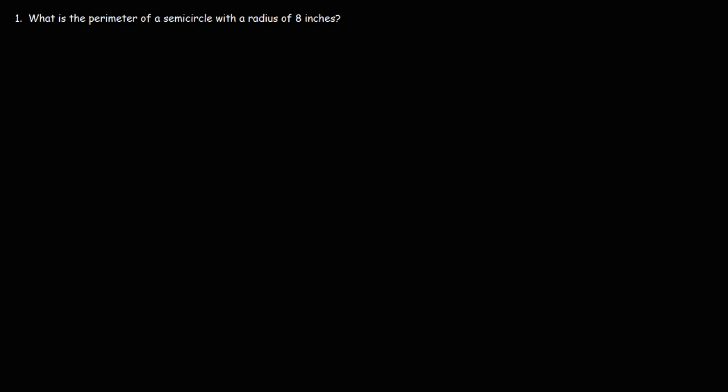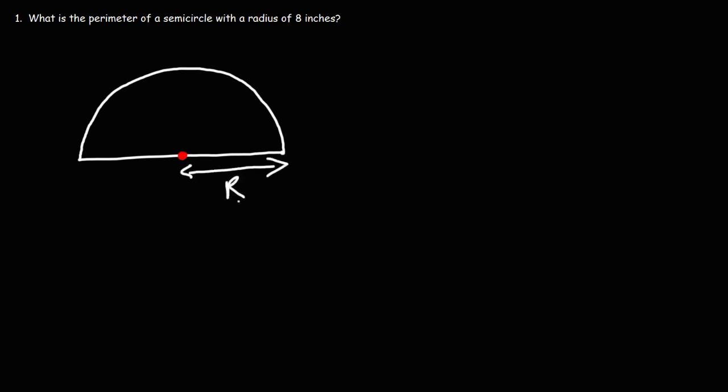In this video, we're going to talk about how to calculate the perimeter of a semicircle given the radius of that object. So let's begin with a picture. A semicircle is basically half of a circle, and the radius is the distance between the center of the circle and any point on the circle.